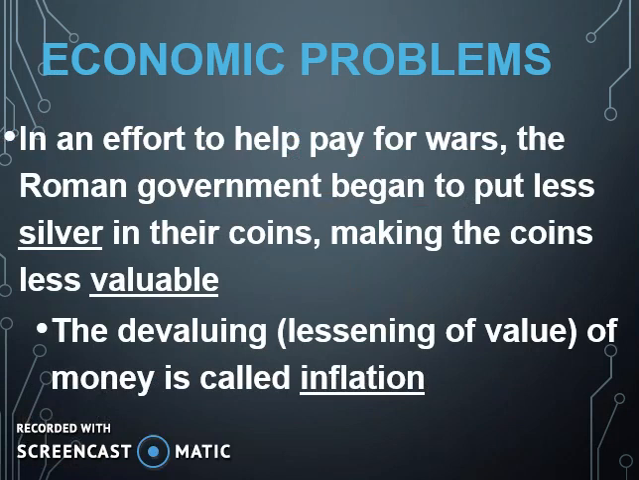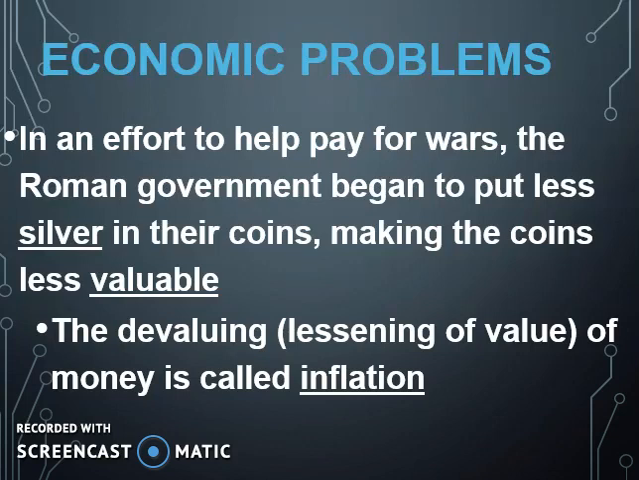In an effort to help pay for wars, the Roman government began to put less silver in their coins, making the coins less valuable. The devaluing or lessening of value of money is called inflation. We've spoken of this already as well. A drop in the value of money and a rise in prices.